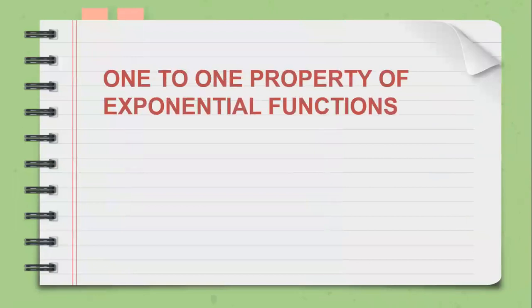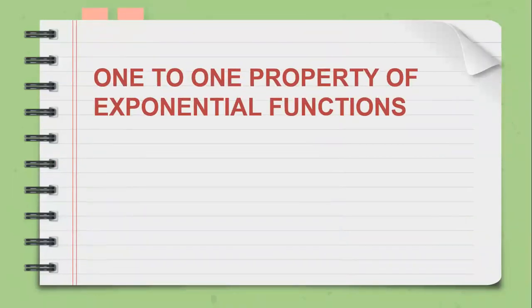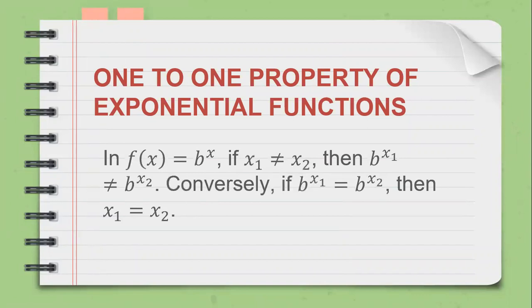We also have the one-to-one property of exponential functions. Recall that in f of x equals b raised to x, if x sub 1 is not equal to x sub 2, then b raised to x sub 1 is not equal to b raised to x sub 2. Conversely, if b raised to x sub 1 is equal to b raised to x sub 2, then x sub 1 is equal to x sub 2. What it simply states is that whenever the bases of two exponential expressions are the same, then their exponents can be equated. Okay?